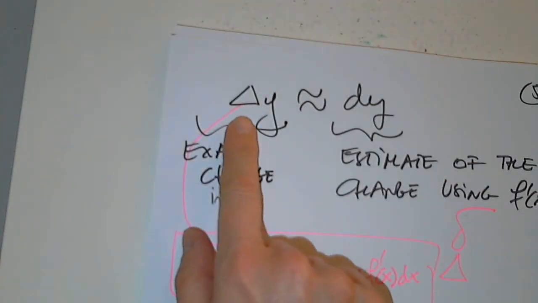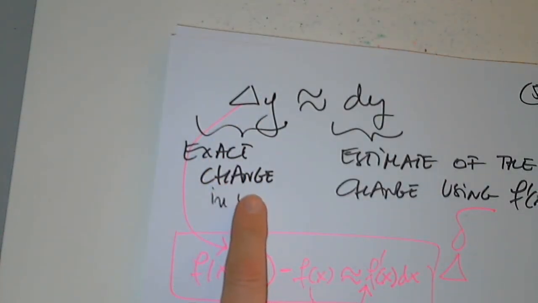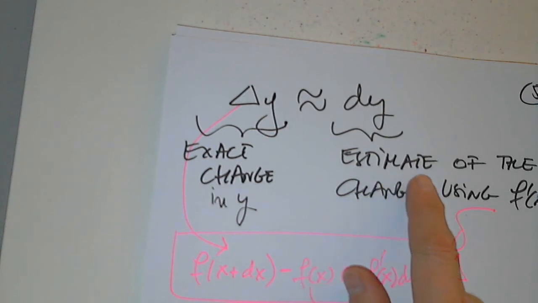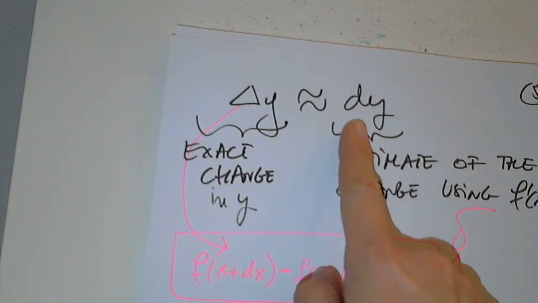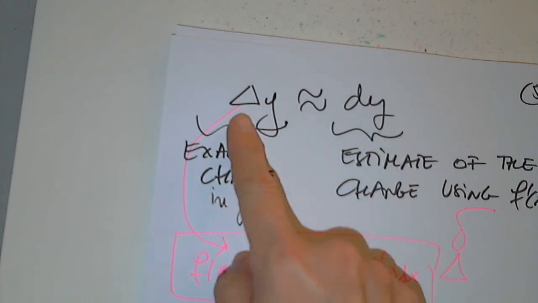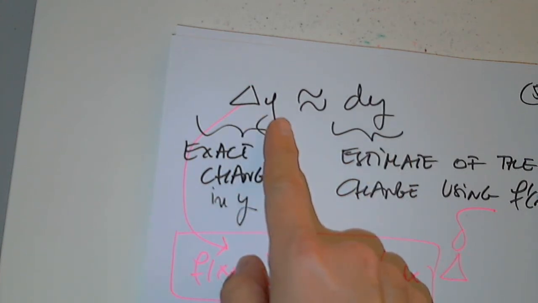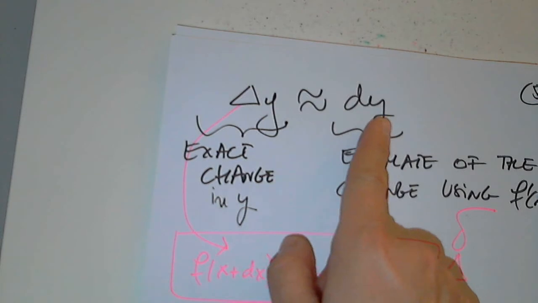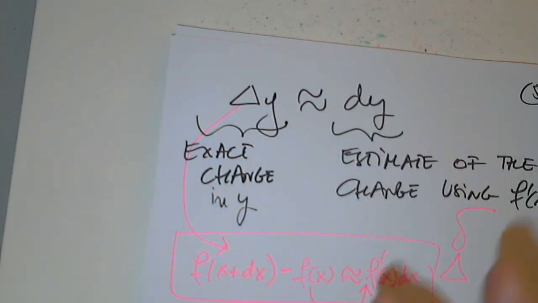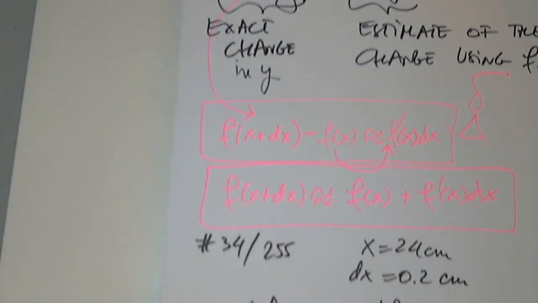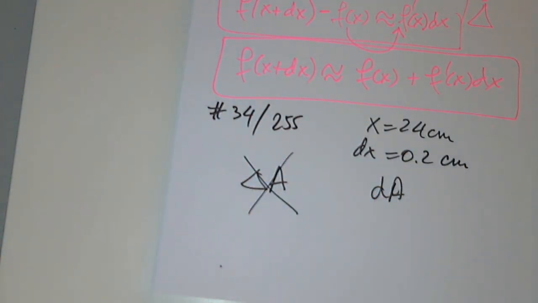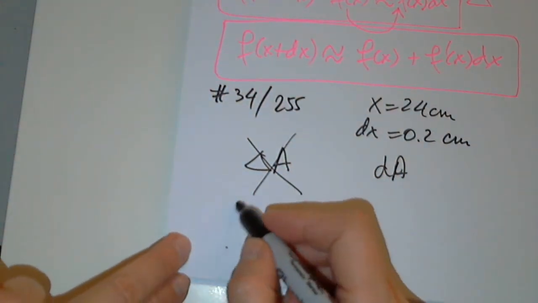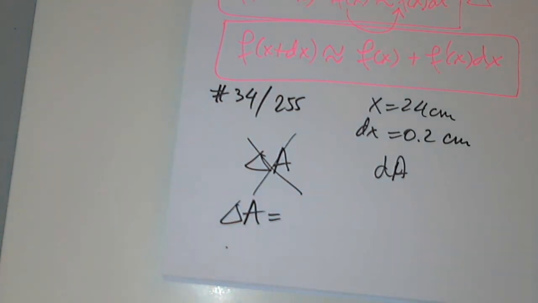Am I asked to find the exact change triggered by 0.2? Or am I asked to find the estimate triggered by 0.2? Good. So then I'm asked to find dA, not delta A. So the function, which here is plain y, in our case is the area of the disk. So I'm not asked to find the exact change, although I could.